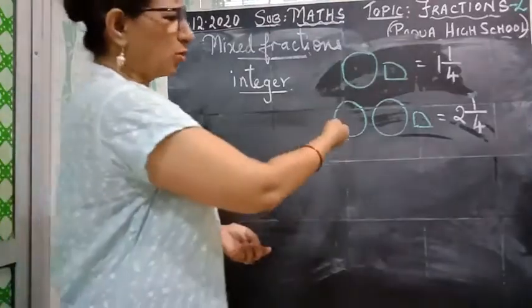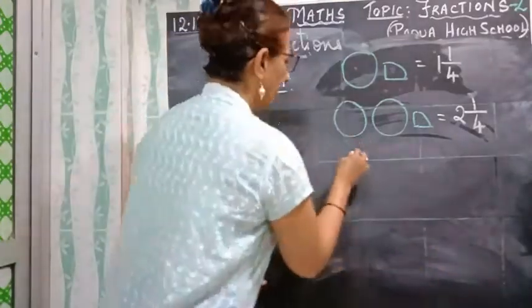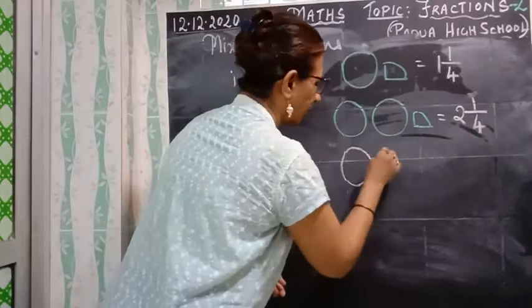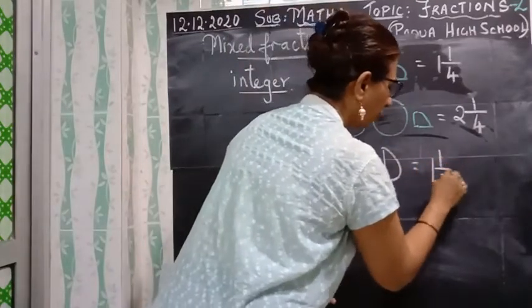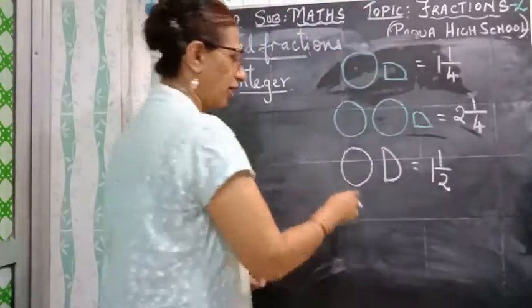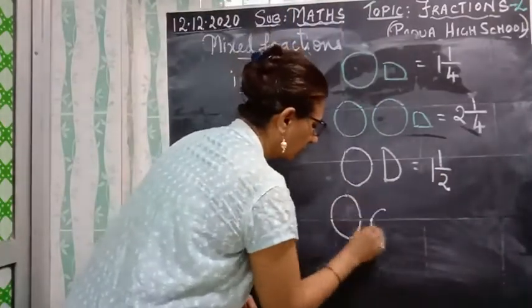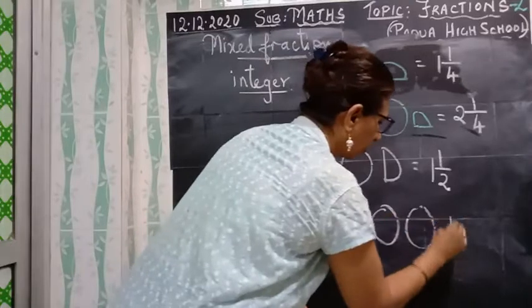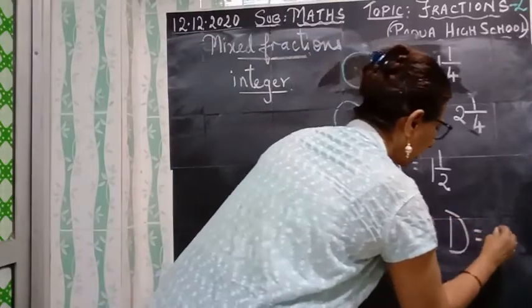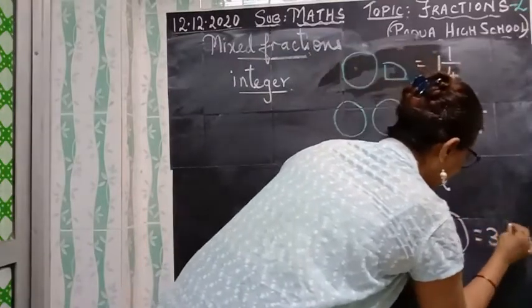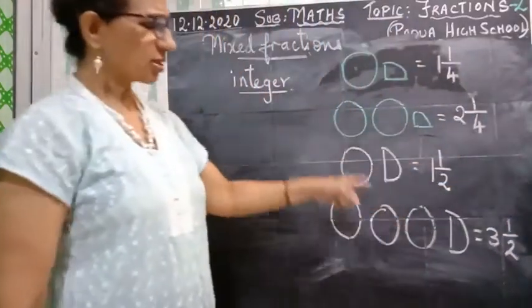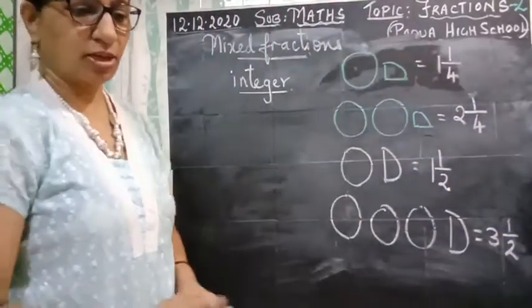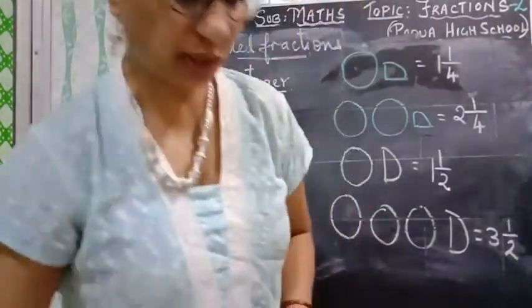Now similarly you can go for half. Suppose I have 1 and then a half. So it will be 1 and a half. If I have 3 and a half, what will it be? 3 and a half. So these are mixed numbers. Now similarly, we can go for 3/4 also.